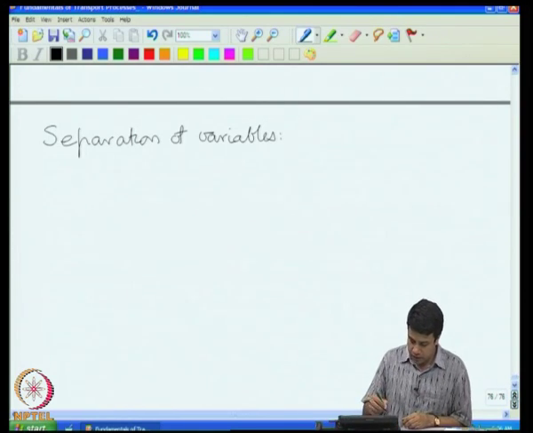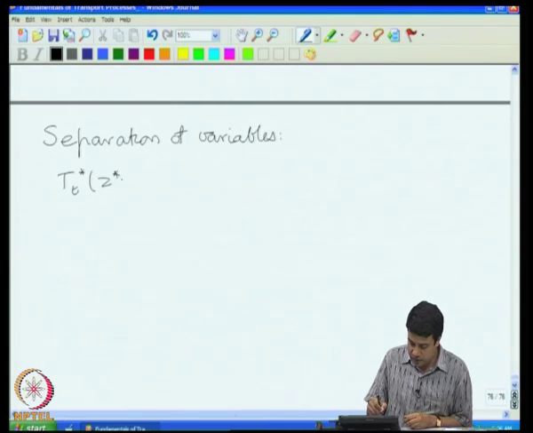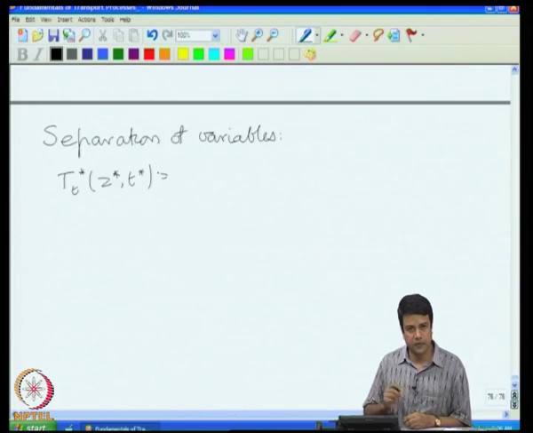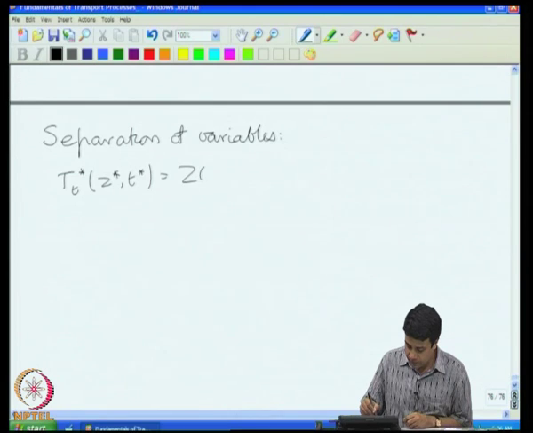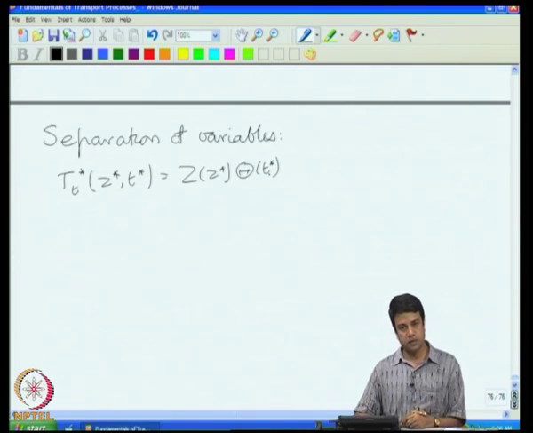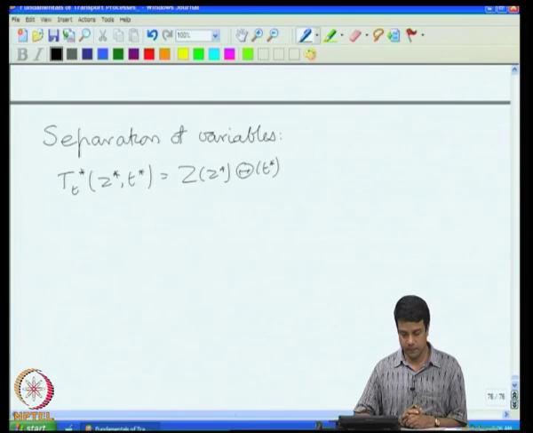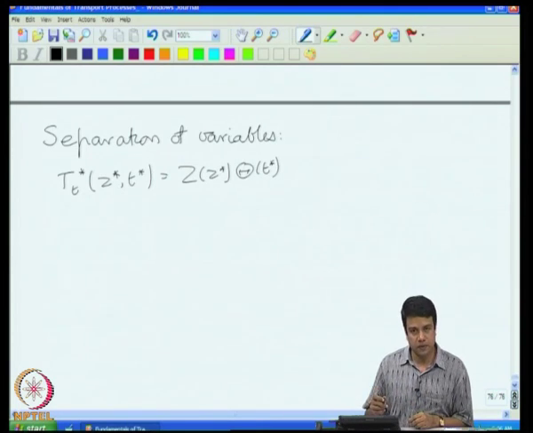Okay. So, we write this temperature, which is a function of z and t, as the product of two terms. One is a function only of z and the other is only a function of t. So, the functional form of the temperature, a function of both z and t, is separated into two parts, one of which is only a function of z, the other is only a function of t. And this is put into the equation.